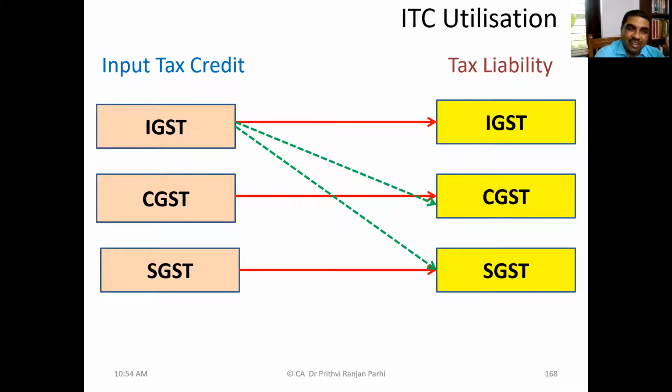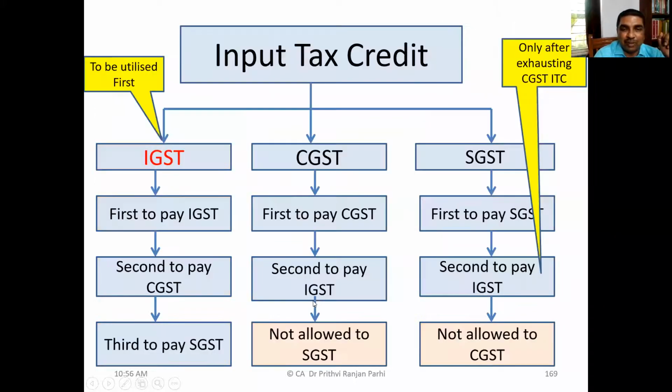And CGST credit can also be utilized for settling the tax liability of IGST. SGST credit can also be utilized for settling the tax liability of IGST. This is the maximum that is possible. Now this gives an understanding that CGST credit cannot be utilized for SGST, and SGST credit cannot be utilized for CGST.